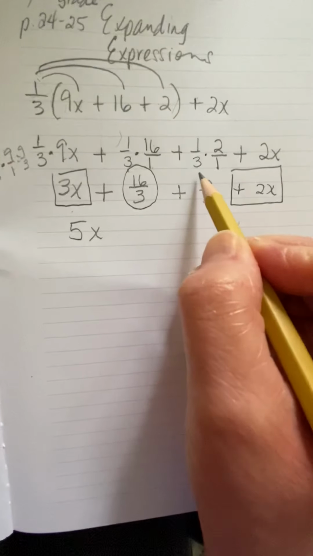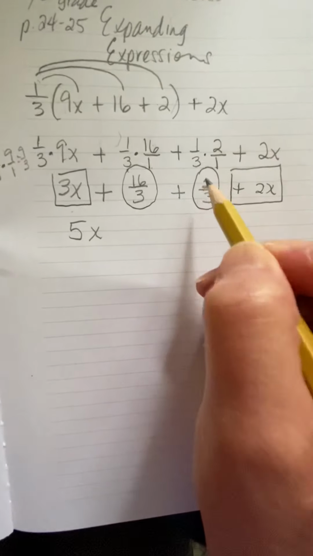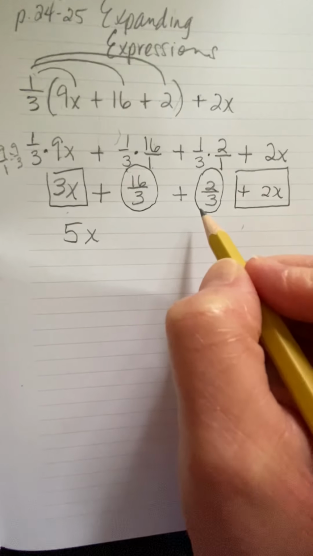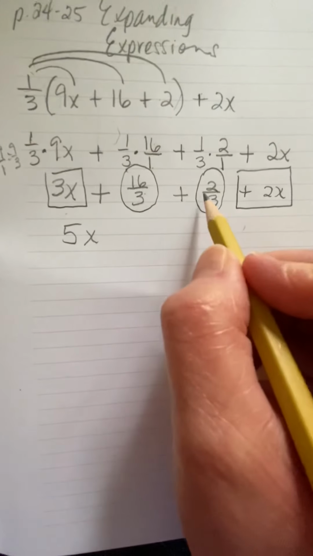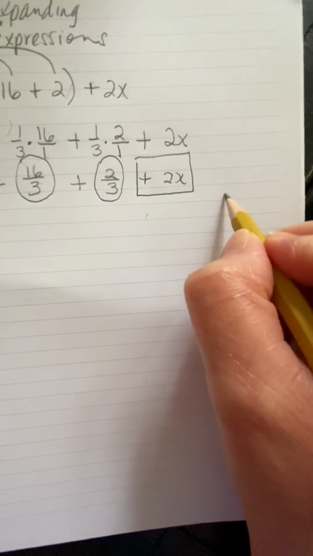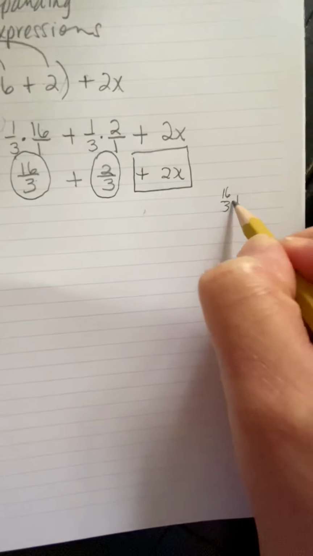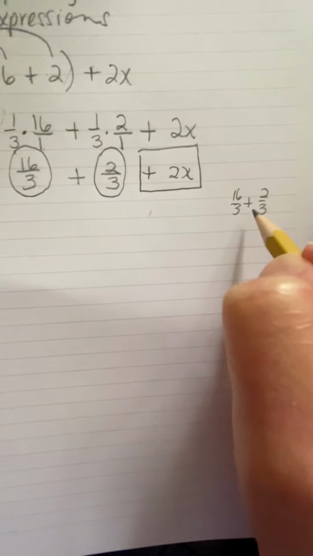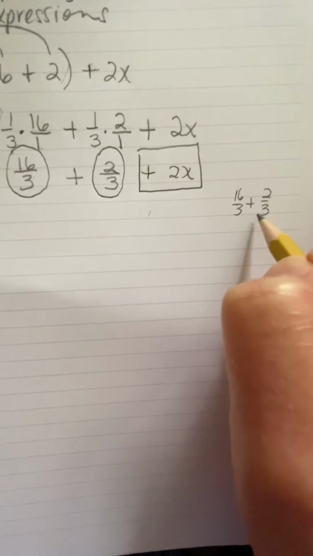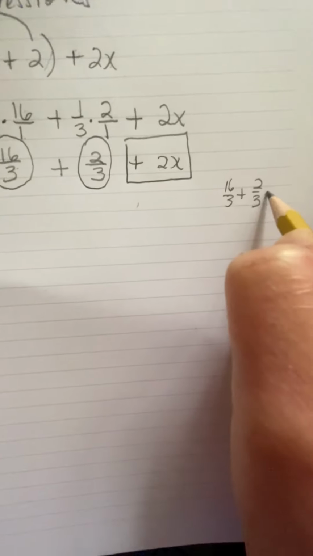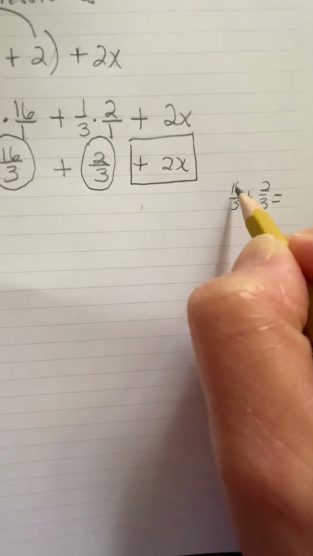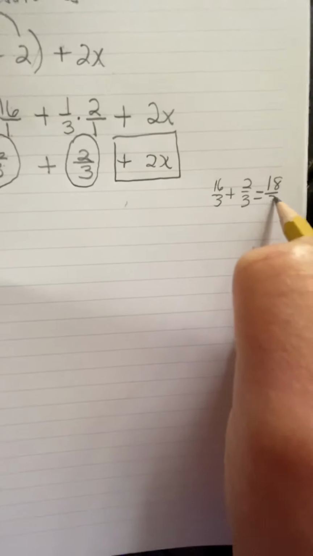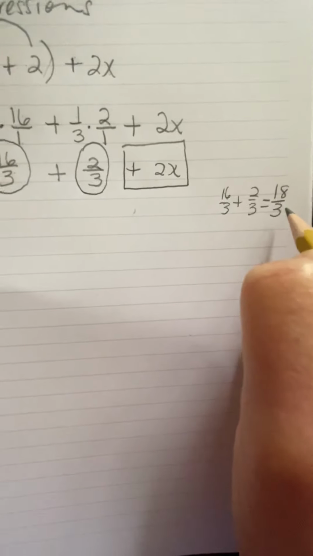16/3 and positive 2/3 are like terms because they are constants. They're just plain old numbers without a variable. So 16/3 plus 2/3. Let's do a little scratch work on the side. Now we are adding, so we must have a common denominator. We already have a common denominator of 3. So we add the numerators. 16 plus 2 is 18, and bring your denominator over, thirds.